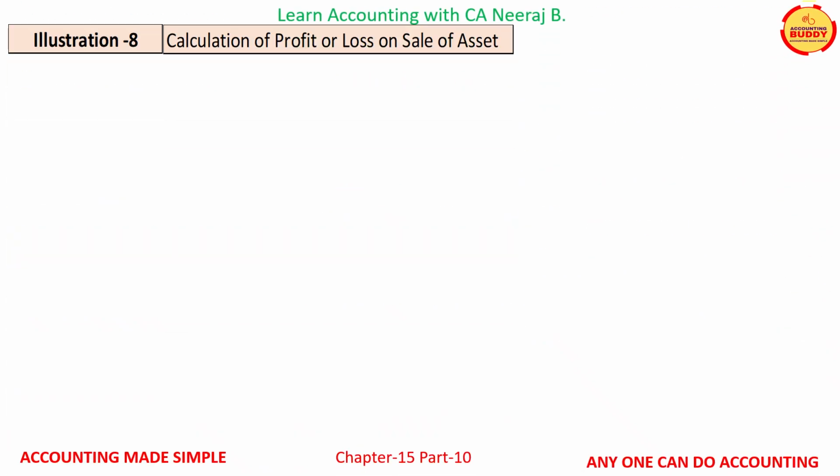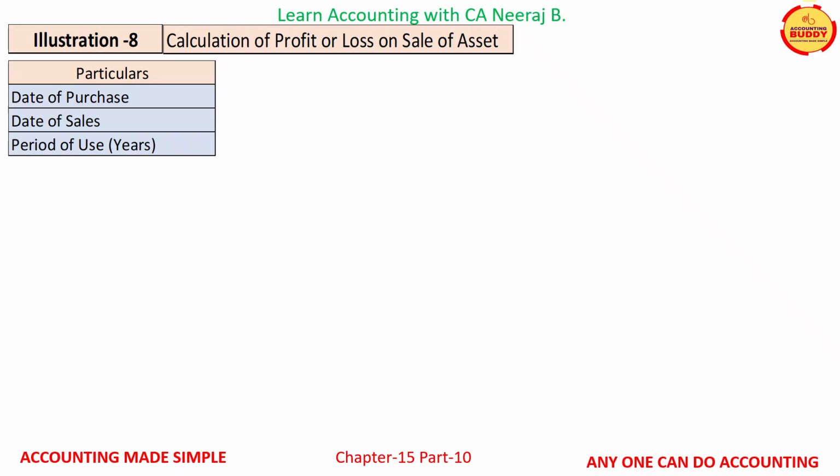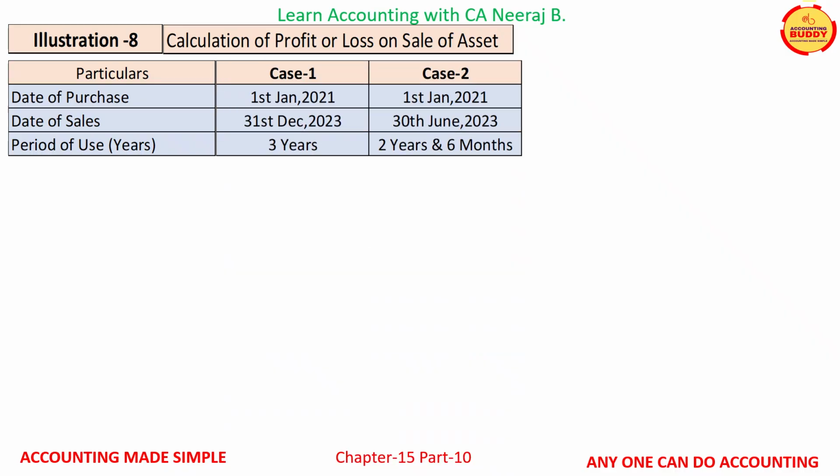Basis information as per previous slide, let us plot the basic information relevant for calculating the profit or loss on sale of machinery. That is the date of purchase, the date of sale and the number of years machine was used by the business before it is sold. This information related to case 1 and case 2 is shown on your screens. The date of purchase in both the cases is same, that is 1st of January 2021.